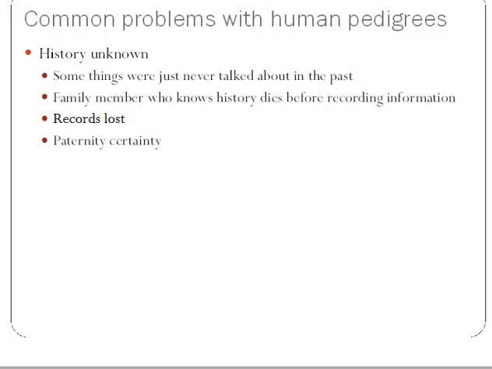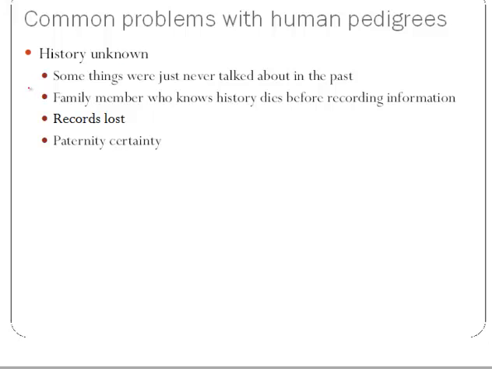Although pedigrees are the only way to study human genes, there's a lot of problems. So oftentimes the history is unknown for a variety of reasons. Maybe in the past some things just weren't talked about. In the past, cancer was an awful word. People just didn't say if they had cancer. So if you're mapping your family to look at a certain type of cancer, you simply may not know that your great-grandma Ethel had breast cancer because nobody talked about it back then.